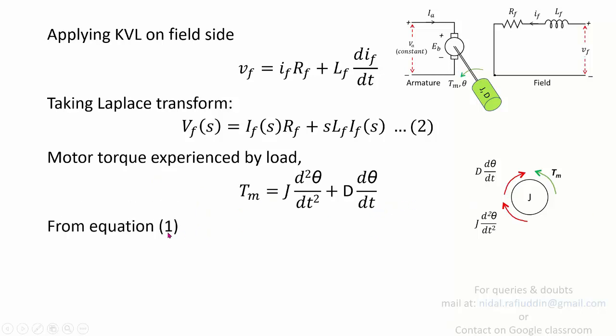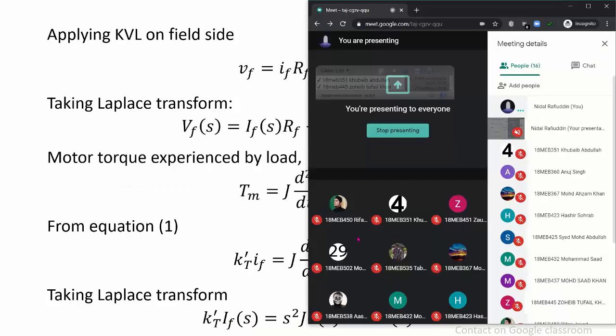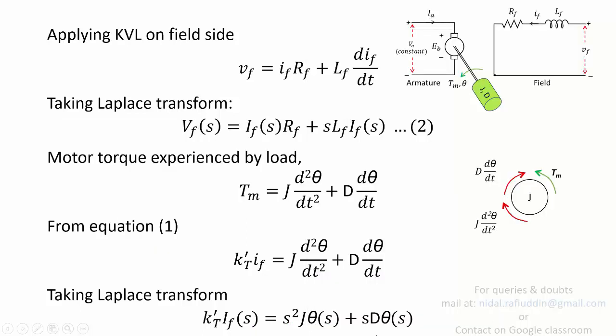And if we see equation 1, it was nothing but the relation of the torque developed by the motor, Kt If, and we equate this with this expression to get this expression. If we take the Laplace transform of this expression, we finally get Kt If(s) equal to s² J θ plus s D θ. So now we obtain the relation. This is the relation that we have.